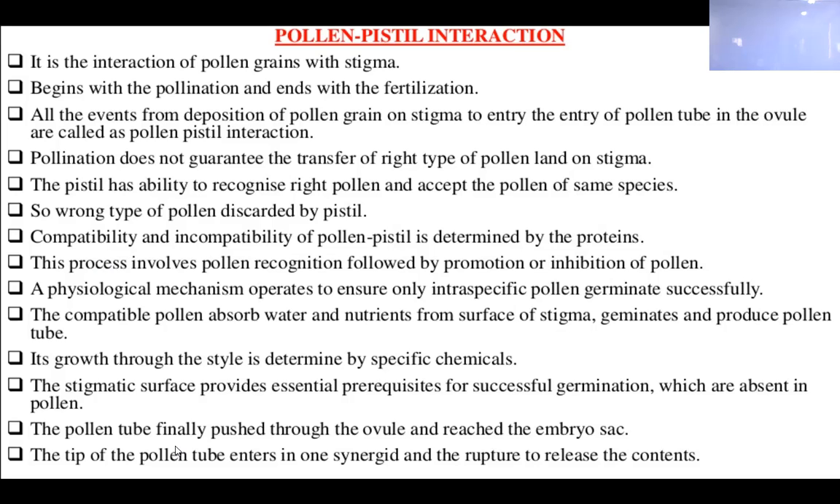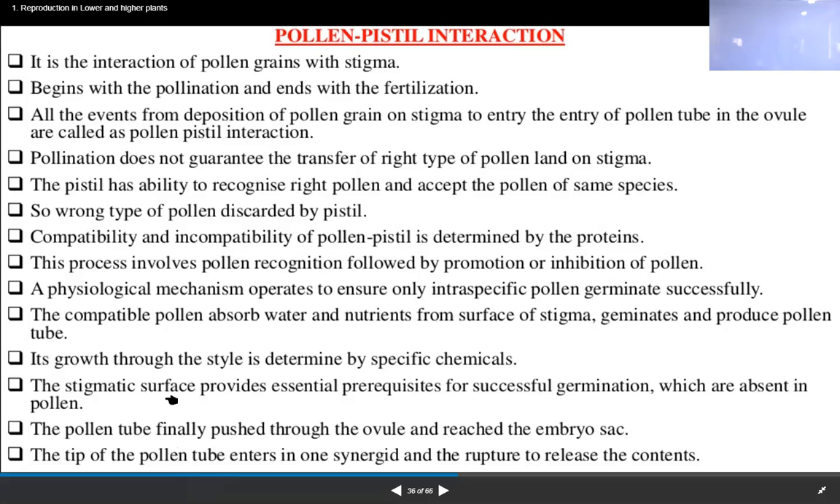for successful germination, which are absent in pollen. So the pollen tube is finally pushed to the ovule and reaches the embryo sac. Just now I told you. Then it enters into the ovary for further process, for the fertilization. So the tip of the pollen tube enters one synergid.